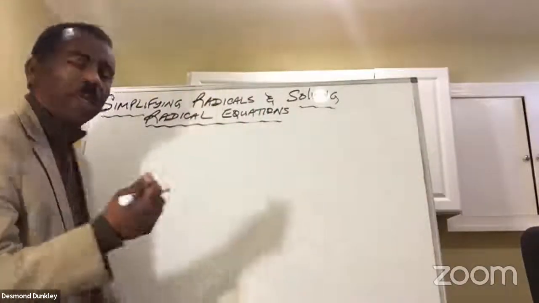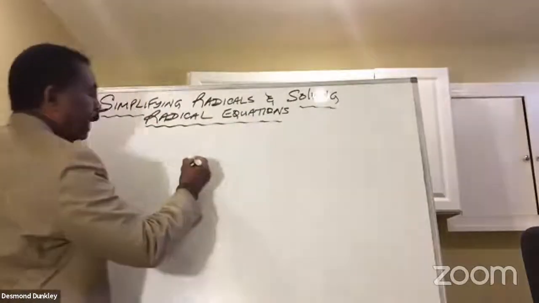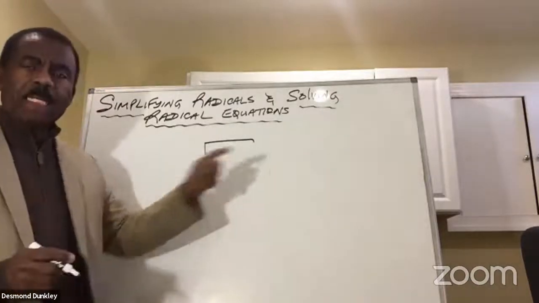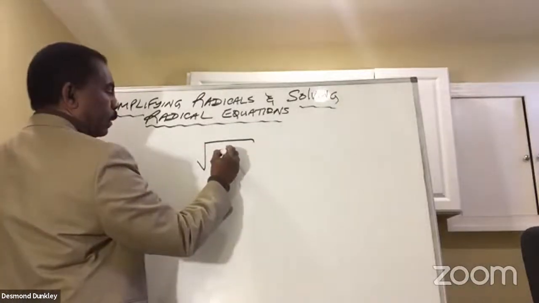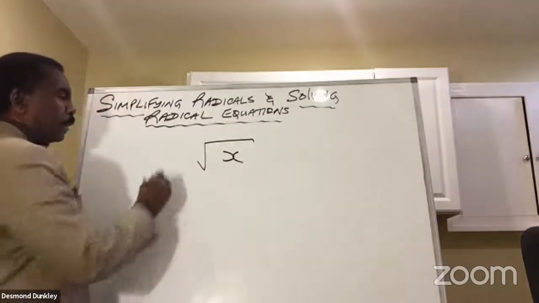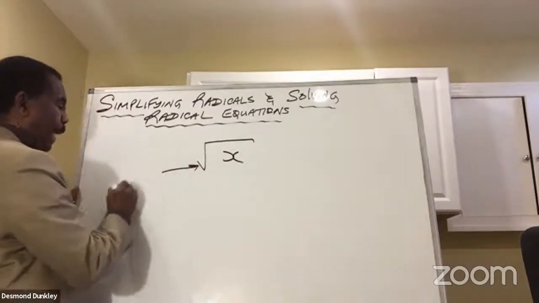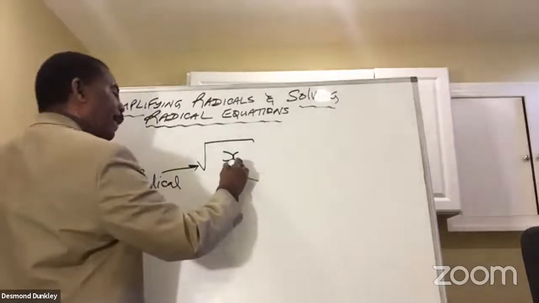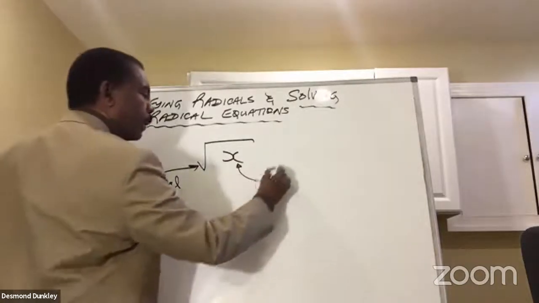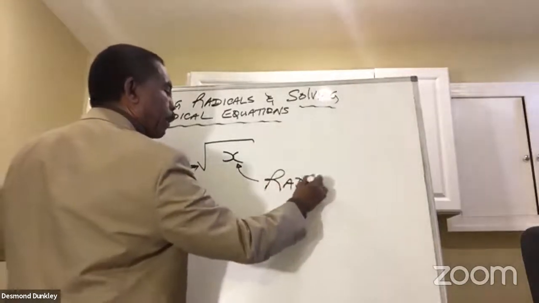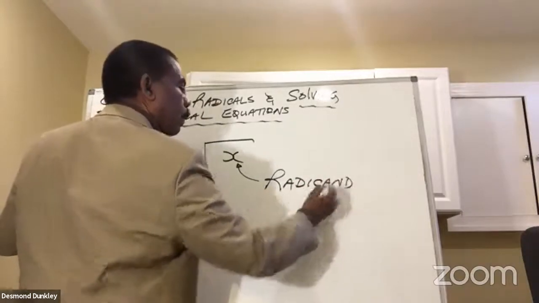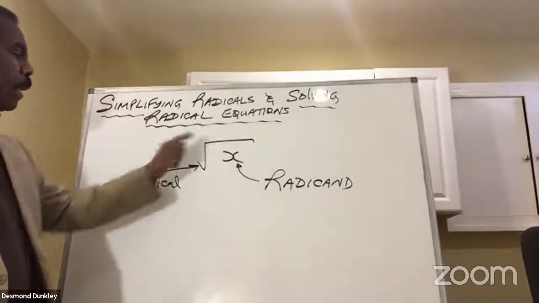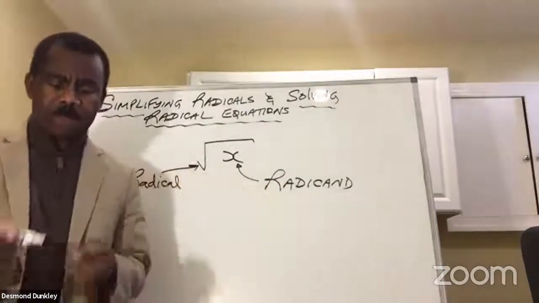So whenever you hear the term radical, it means that you have that expression and something is inside. For example, if we have √x, this symbol is the radical, and what is inside the radical is called the radicand. So the symbol, the hook, is called the radical, and what is inside is called a radicand, okay?